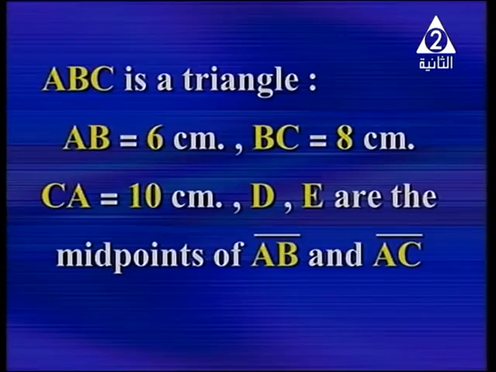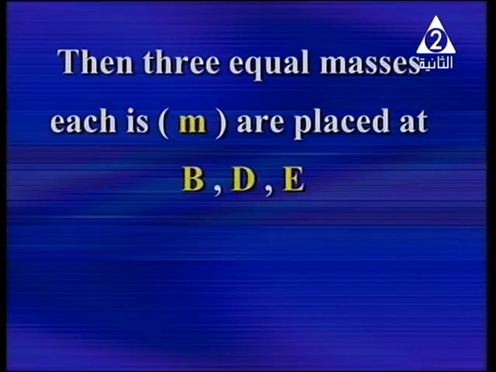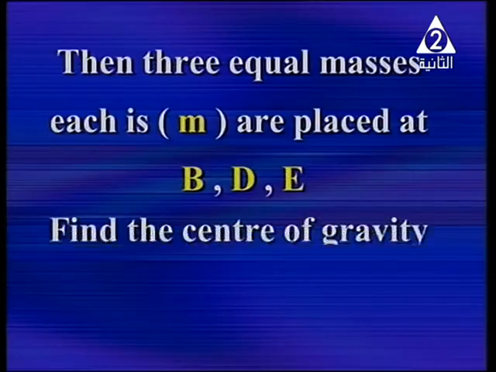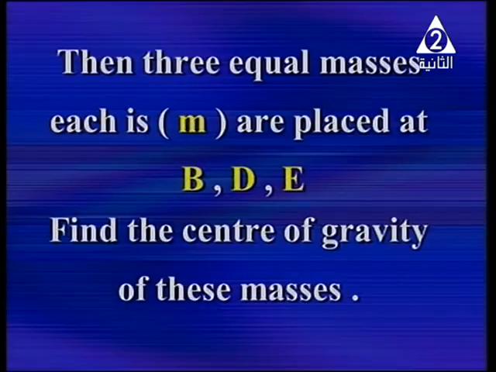ABC is a triangle which has AB equals 6 centimeter, BC 8 centimeter, CA 10 centimeter. This is a right angle triangle. Why? Because we have three sides 6, 8, 10, by Pythagoras theorem. Then the measure of angle B is right. D and E are the midpoints of AB and AC. Then we have three equal masses, each of them M, placed at B, D, and E. What is required? Find the center of gravity of these masses.